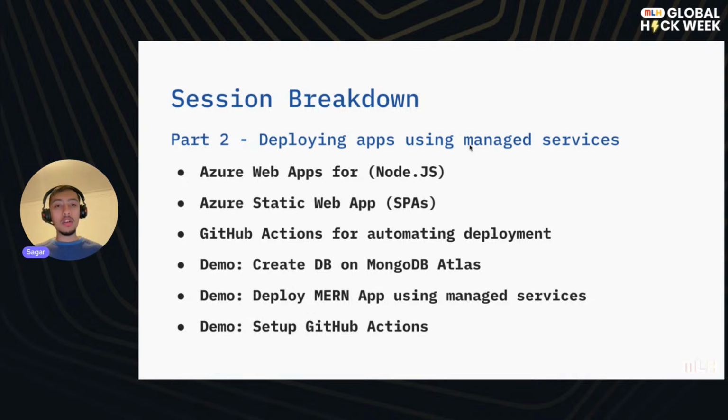Tomorrow we'll learn how we can use managed services such as Azure Web Apps and Azure Static Web Apps to deploy our applications. And we'll also talk about how we can use GitHub Actions for automating our CI/CD process. So instead of doing a lot of things manually that you will see today, we are going to automate that tomorrow. And on the way, we'll also talk about how you can create your database on MongoDB Atlas, and we'll talk about all the things that we need to deploy our MERN app.